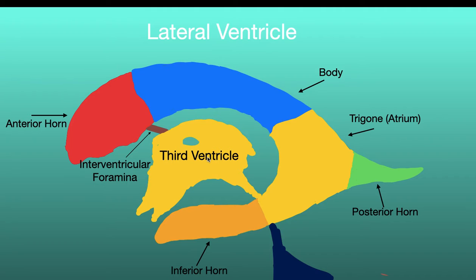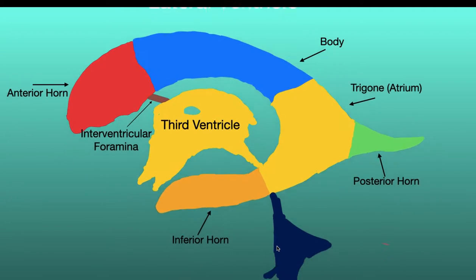Okay, so then the third ventricle is connected to this dark blue part, which is the fourth ventricle, through the cerebral aqueduct.